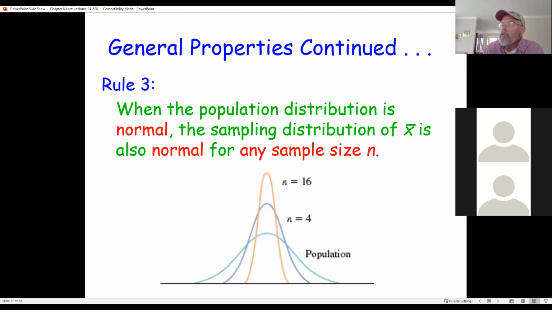All right, and this is where we left off. If the population distribution is normal, then the sampling distribution will be normal no matter what the sample size is.